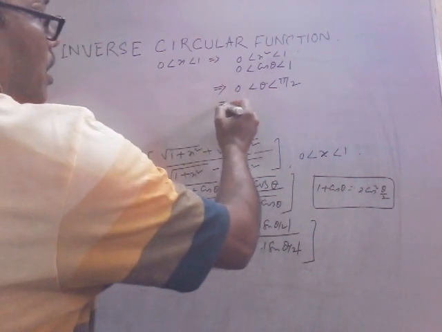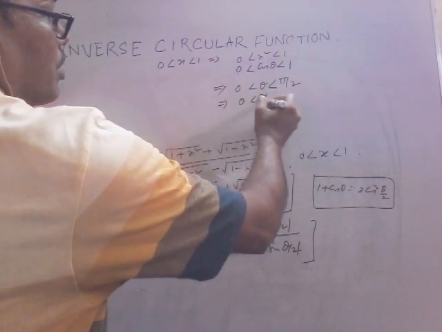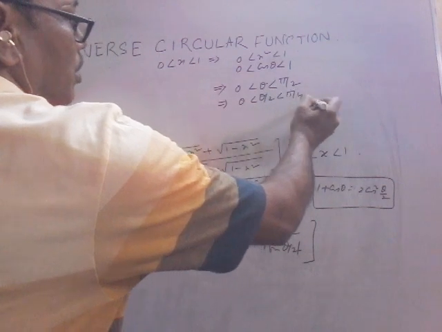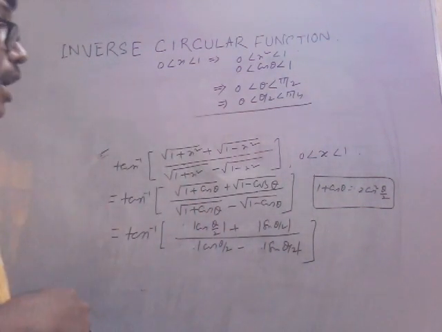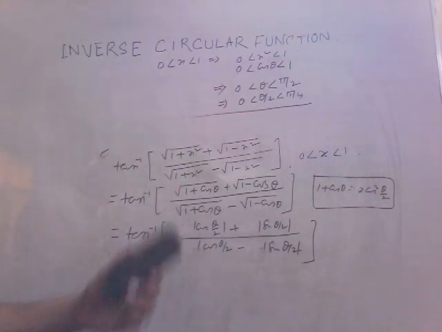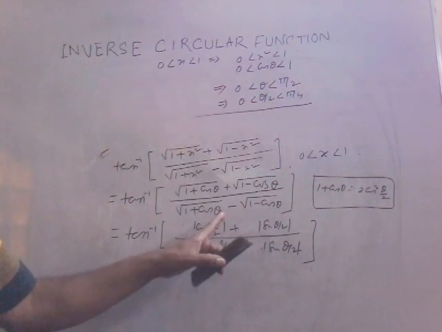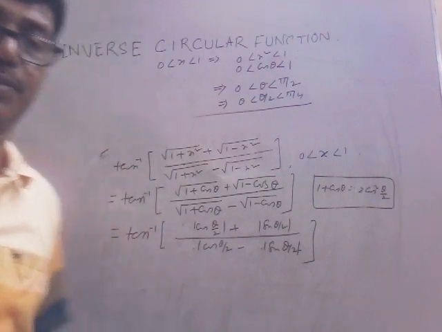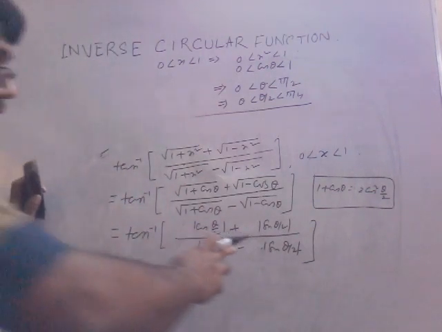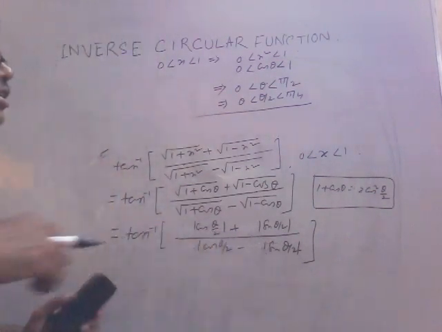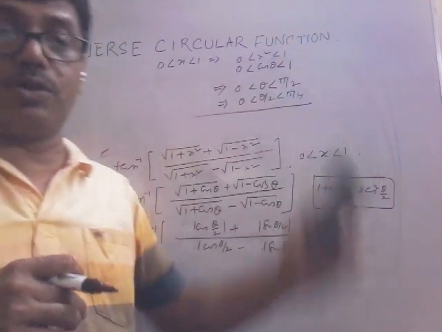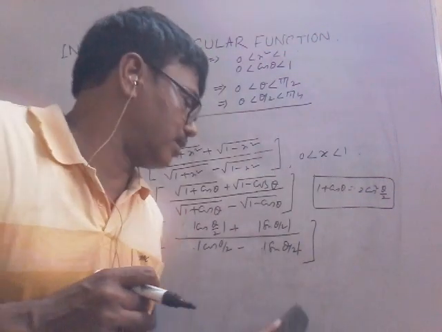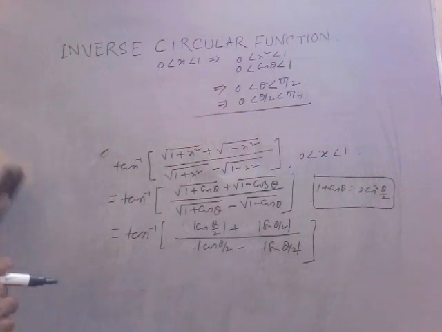Now, what is theta by 2? 0 less than theta by 2 less than pi by 4. So theta by 2 lies in 0 to pi by 4. Therefore cos theta by 2 is positive, and sin theta by 2 is positive. So here the restriction is mentioned between 0 to 1. Otherwise we take the first quadrant.